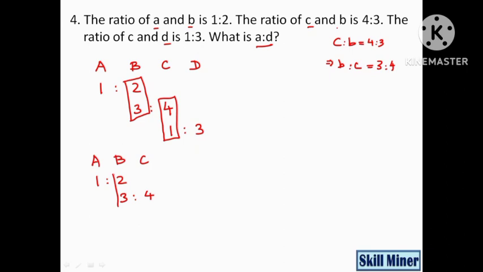For getting this equal, I am multiplying 3 above and 2 below. So A:B becomes 3 is to 6, and B:C becomes 6 is to 8. Okay, now I got the B ratio the same.